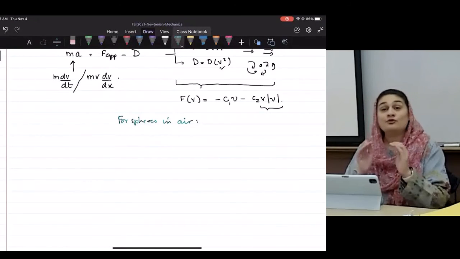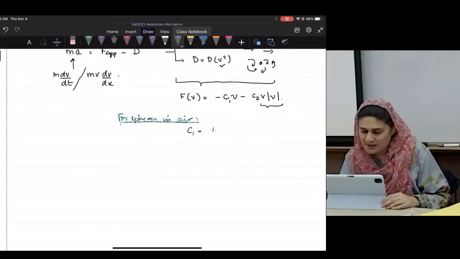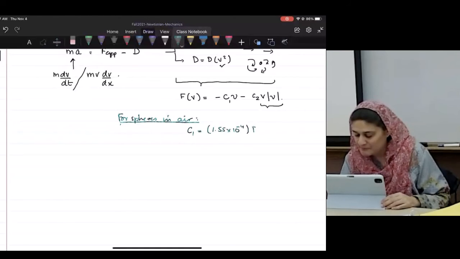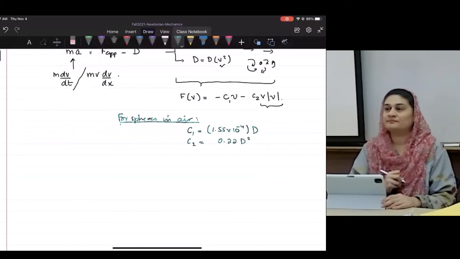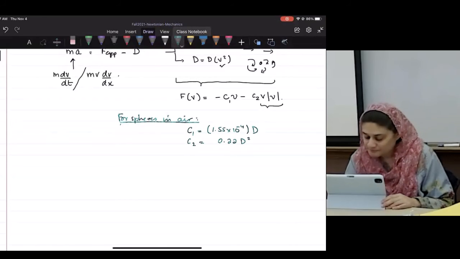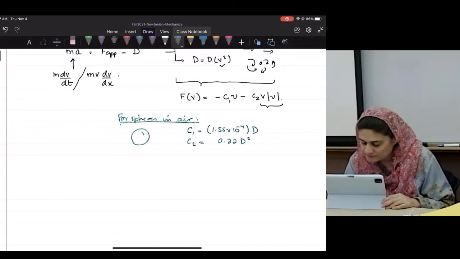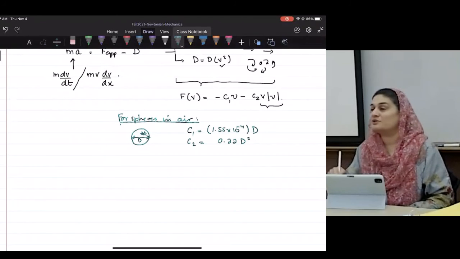In general, for spheres in air, c1 is 1.55 times 10 to the minus 4 d. And c2 is 0.22 d squared, where d is the diameter of the sphere you're talking about. So if this is your sphere, this is your diameter. And again, remember, this will depend on what kind of an object you're talking about.